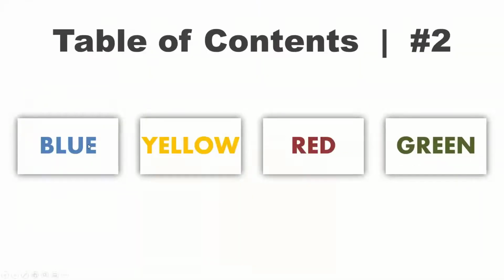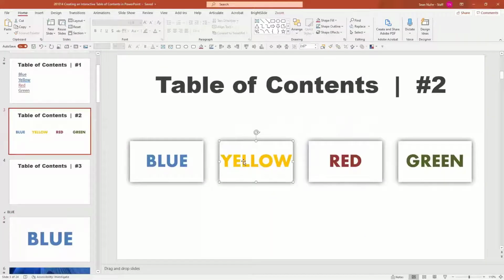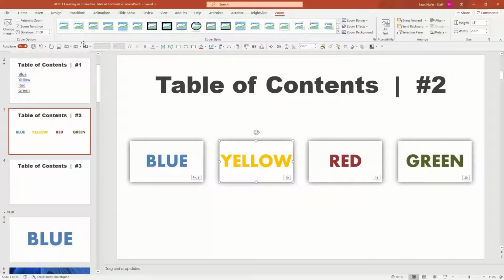I'm going to first click on blue. It'll take me to the blue section. So that could be interesting as well. If I click zoom, this will take me to the yellow slide, and then it'll return. I can do that for these two as well.